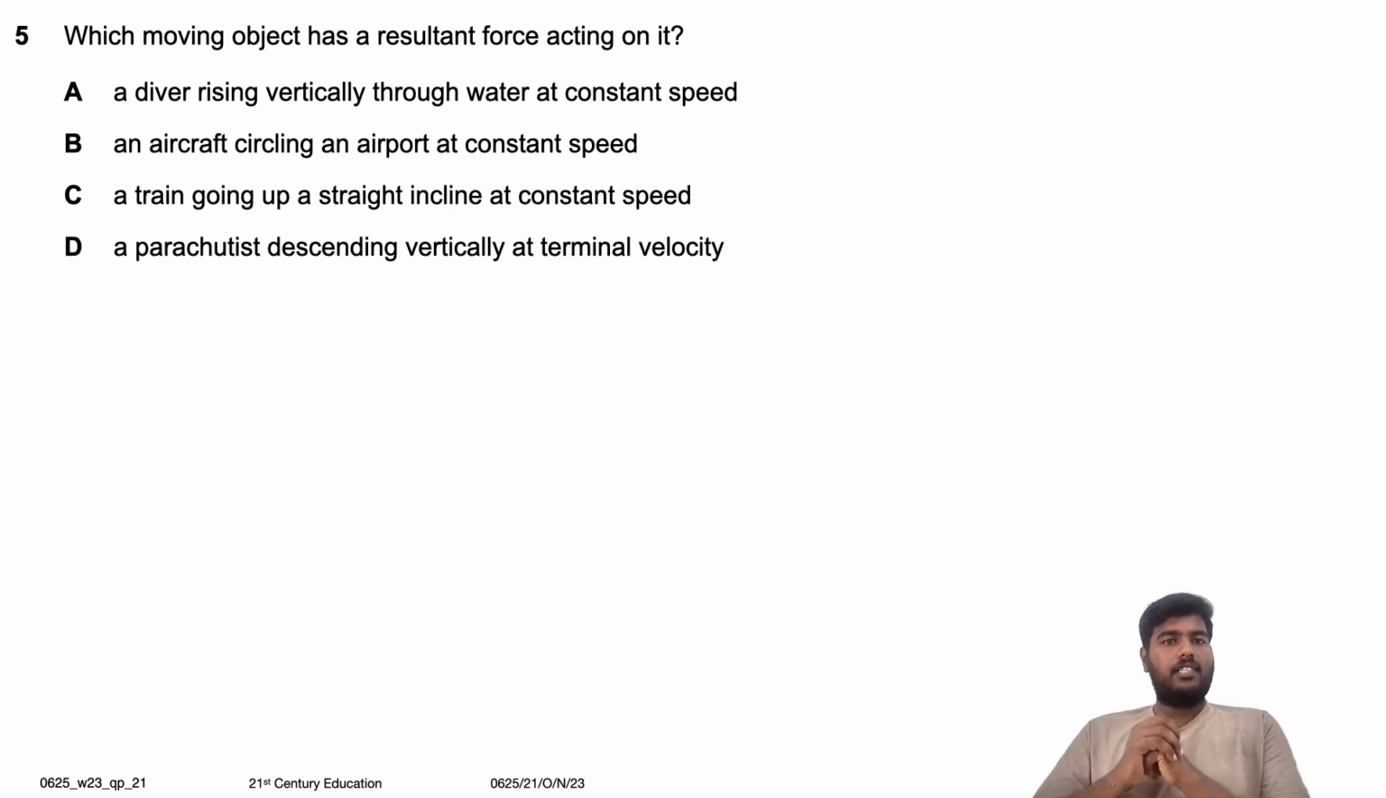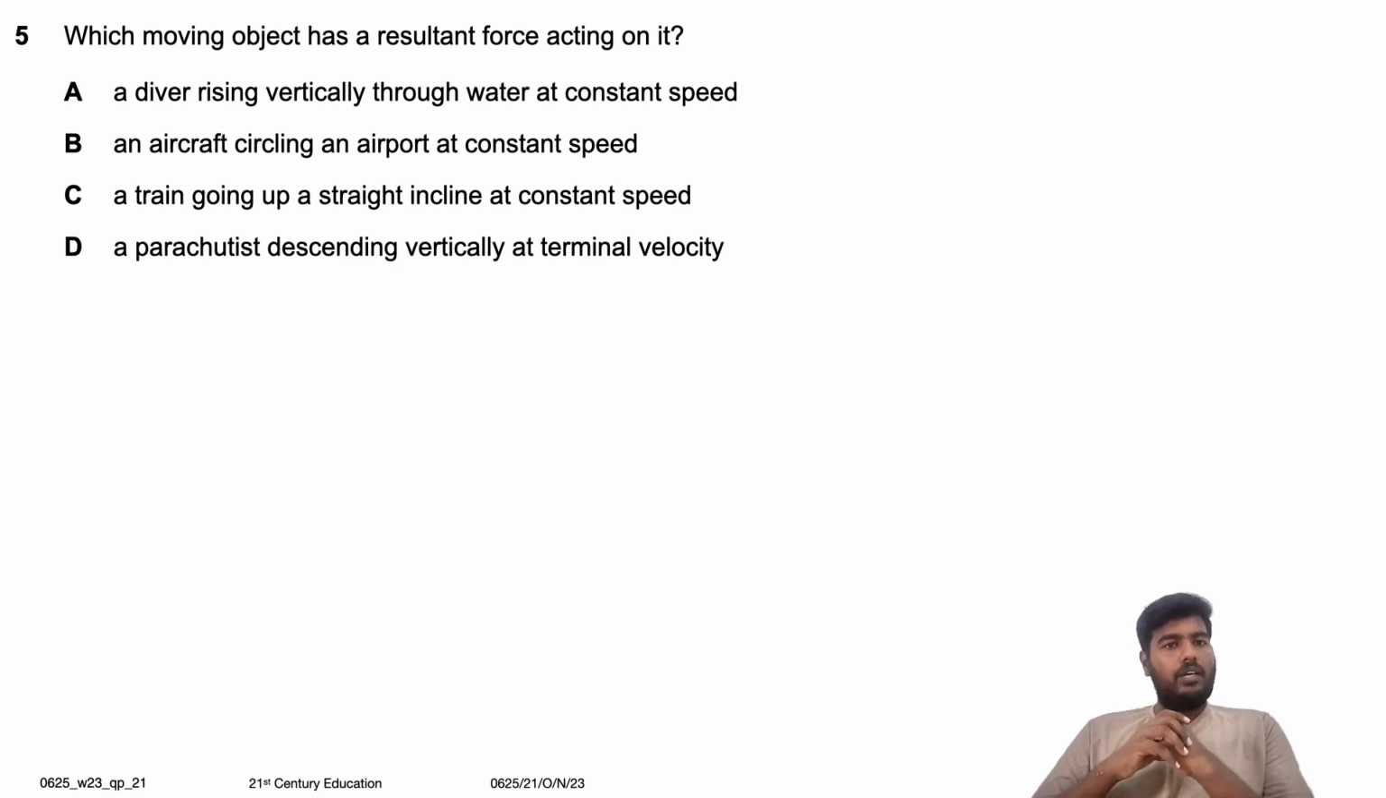A diver rising vertically through water at a constant speed. Okay, he is rising vertically but at a constant speed, meaning that the upthrust is acting, but it was balanced by the viscous force of the liquid. So he is moving at constant speed, so no resultant force. So B will come back later. Yes, you guessed, that's the right answer.